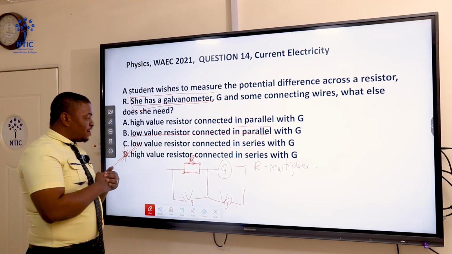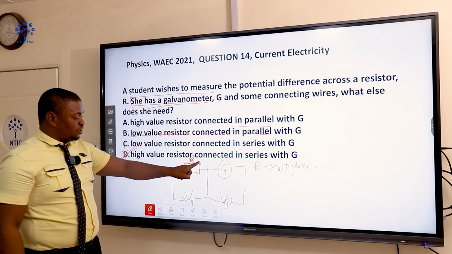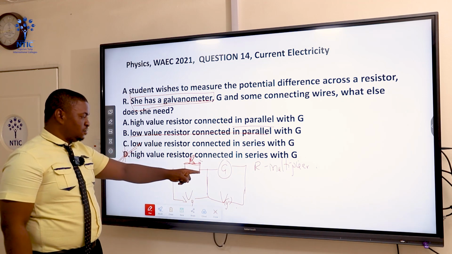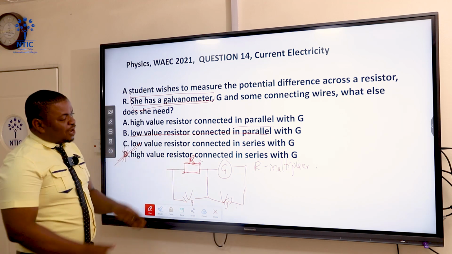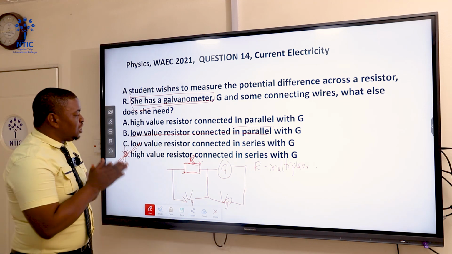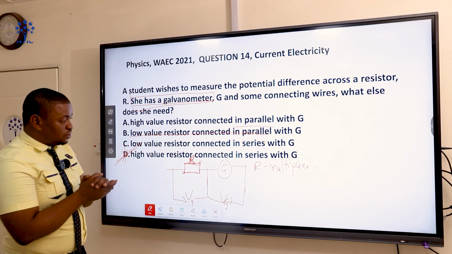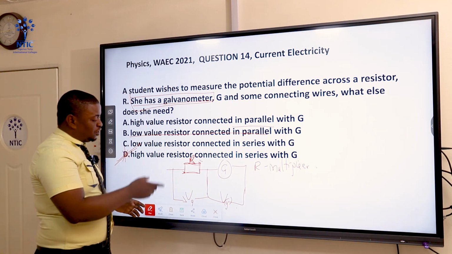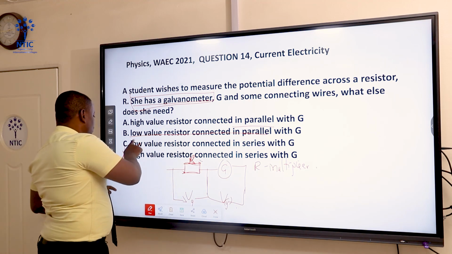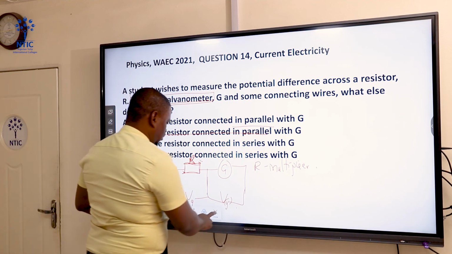So take note of this. In converting a galvanometer to a voltmeter, a high value resistor is connected in series with the galvanometer. While converting a galvanometer to an ammeter, a low value resistor, which is known as a shunt, is connected in parallel to the galvanometer. So the right option here is option D.